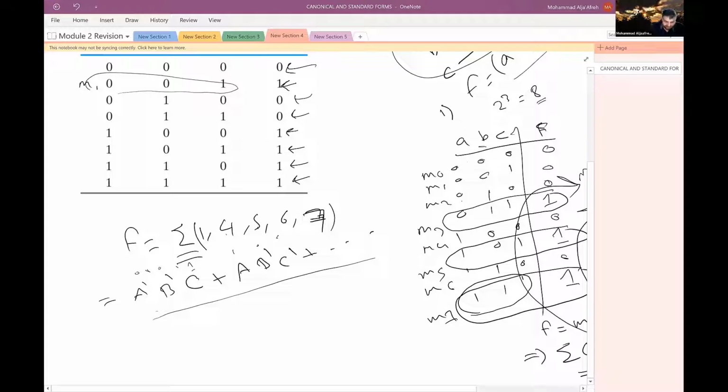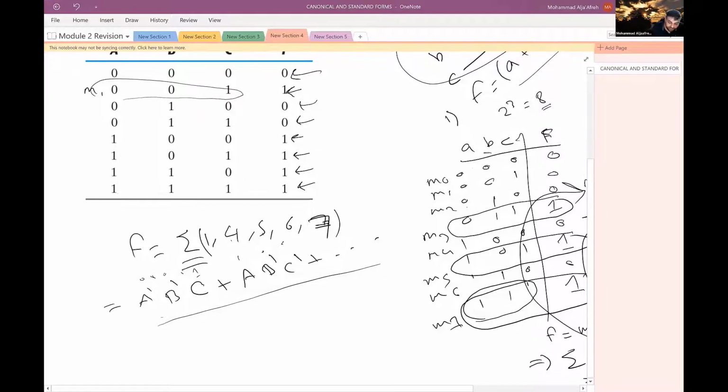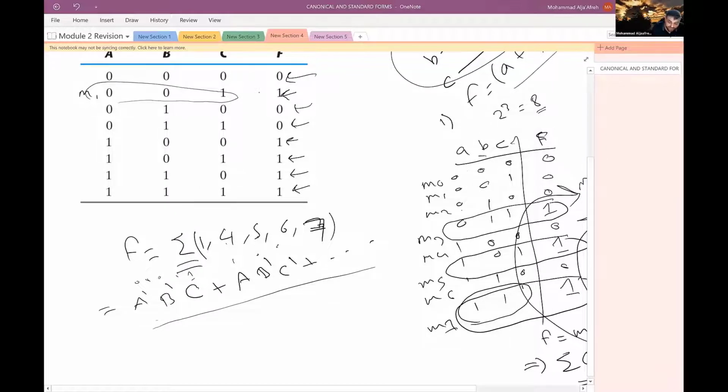Okay, so let's describe this function. So the function is equal to 0 at this row, that's m capital 0, and here m capital 1, 2, and m capital 3. Okay, so m capital 0 can be rewritten as product in a product way, product of sum. It's A plus B plus C.